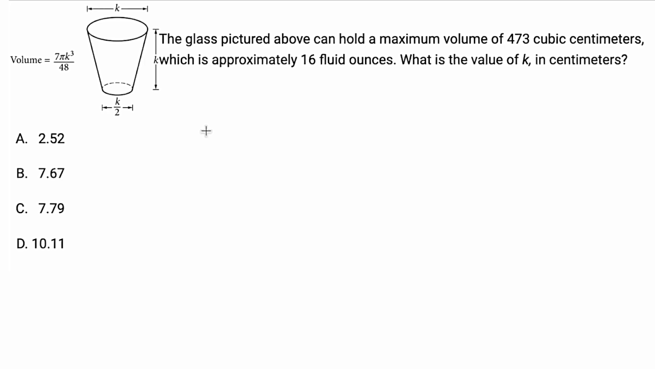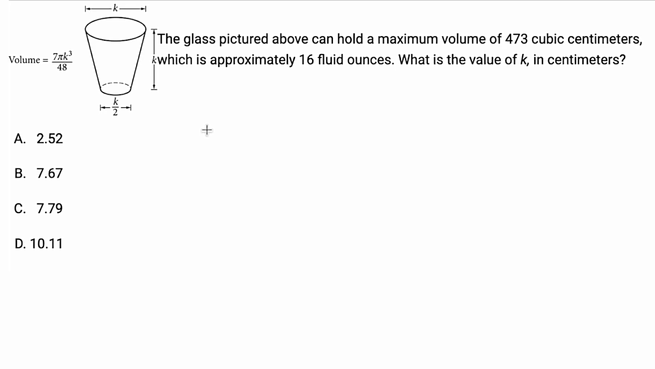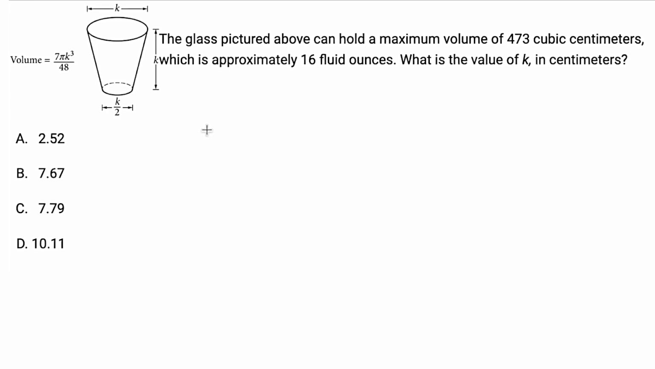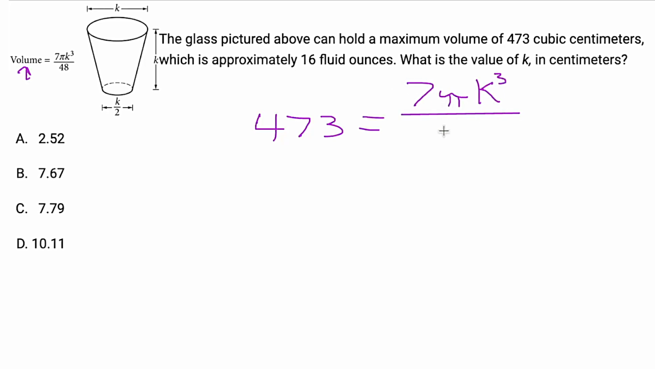So we get to go straight to step 3, which is writing down the formula and filling in the blanks. Technically, we only have to do the second part of step 3 because they've already written down the formula. So we just have to fill in the blanks. What are our blanks here? Well, it says volume is 473, so we're going to change volume to 473. I'm sticking with that number because it says what is the value of K in centimeters, so we're sticking with the centimeter volume as well. Then we write the rest of this, 7 pi K cubed divided by 48.